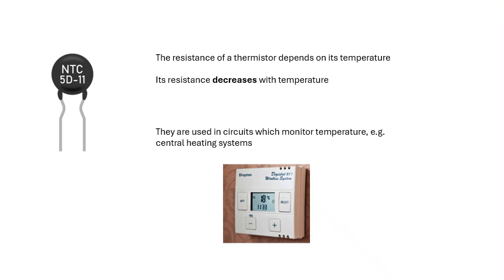This is a thermistor. The resistance of a thermistor depends on its temperature. Its resistance gets less when it gets hotter. Yeah, it decreases with temperature. The resistance of a metal gets bigger when it gets hotter. The resistance of a thermistor gets less when it gets hotter. They're not made of metal. They're made of something called a semiconductor. And the NTC, if you're interested, it has a negative temperature coefficient. And that basically means that its resistance gets smaller when the temperature gets bigger.